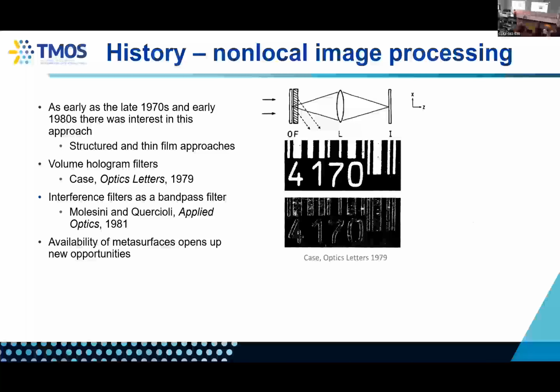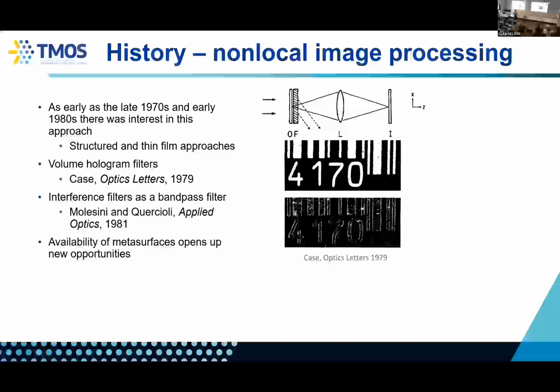So the first example I can find is one where a volume hologram filter was used to perform edge detection. The actual filter and the device are basically in the same plane, so they're very close to each other. So you don't have all of those propagation distances required for conventional spatial filtering. Furthermore, there's a bit of flexibility about the relationship between the location of the filter and the object that you're trying to image.